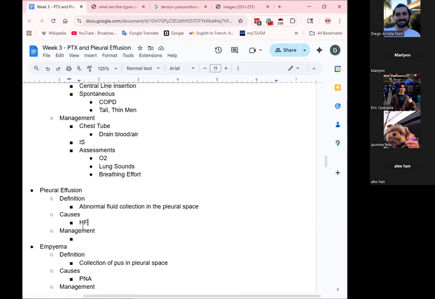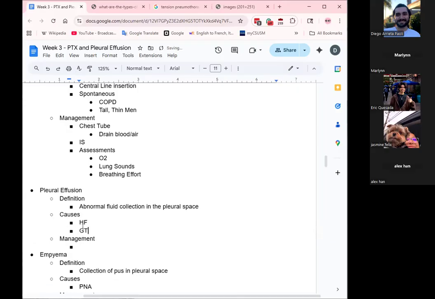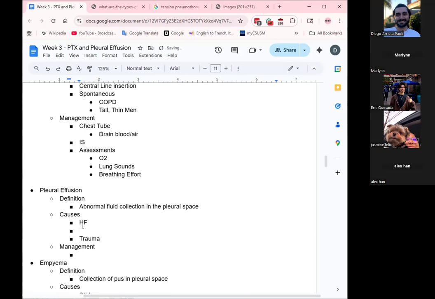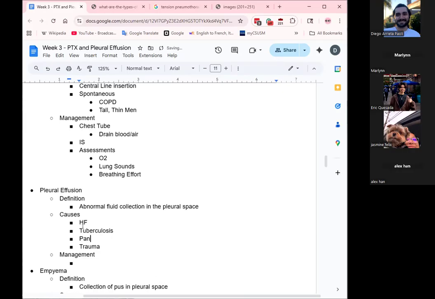So heart failure, a few other ones. You could still include trauma in here. It could still cause some of that. And then some of the other ones include tuberculosis and pancreatitis. This is very niche. I don't even know if you guys have gone through pancreatitis? Because if not, I guess I'm not allowed to talk about it, but I'll talk about it anyways.